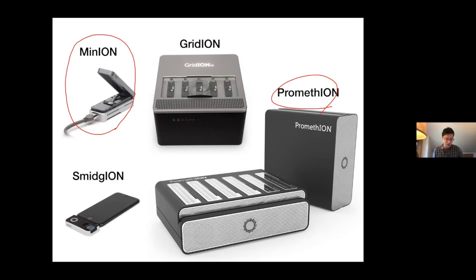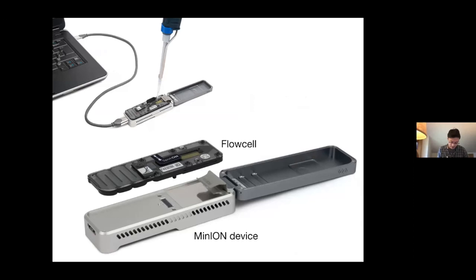Right. So MinION, this is the device. You plug this into your USB or computer. This is the flow cell. The flow cell is a disposable part. You slot your flow cell into this device, and you load your libraries into the flow cell, and the sequencing reactions will start.